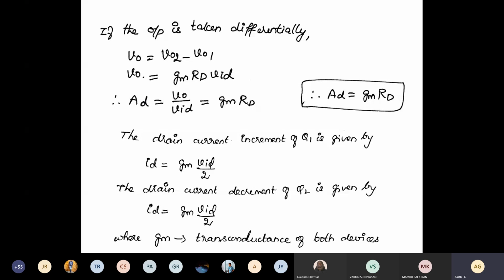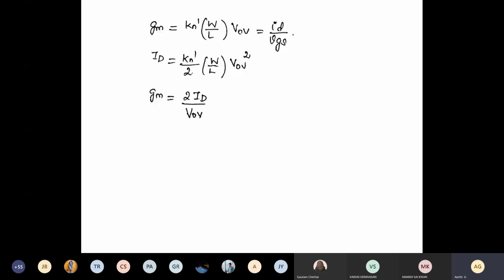Now GM is the transconductance. These equations are just shown for your knowledge. GM equal to 2ID by VOV. A few students have got this doubt. For the GM value, either you can use I by VOV, the bias current divided by VOV, or 2ID by VOV, for the GM calculation.